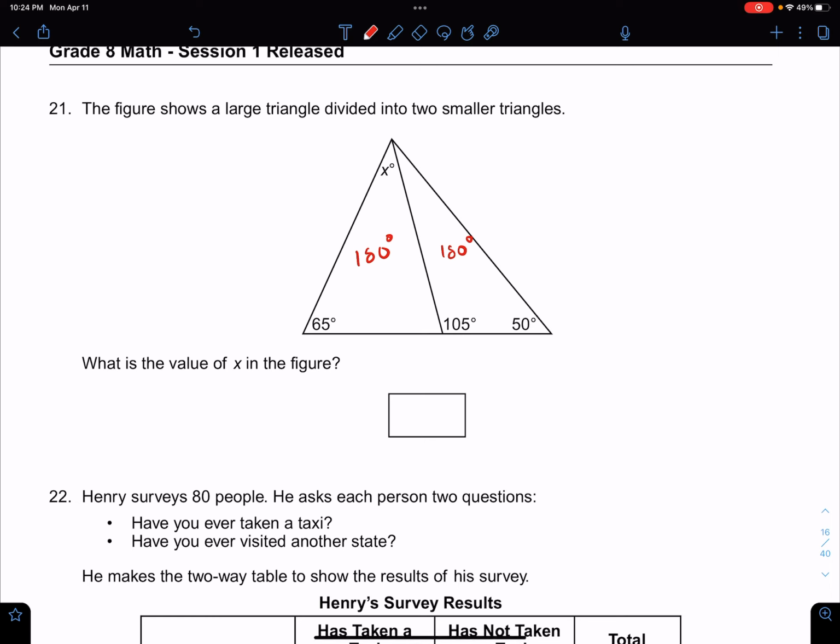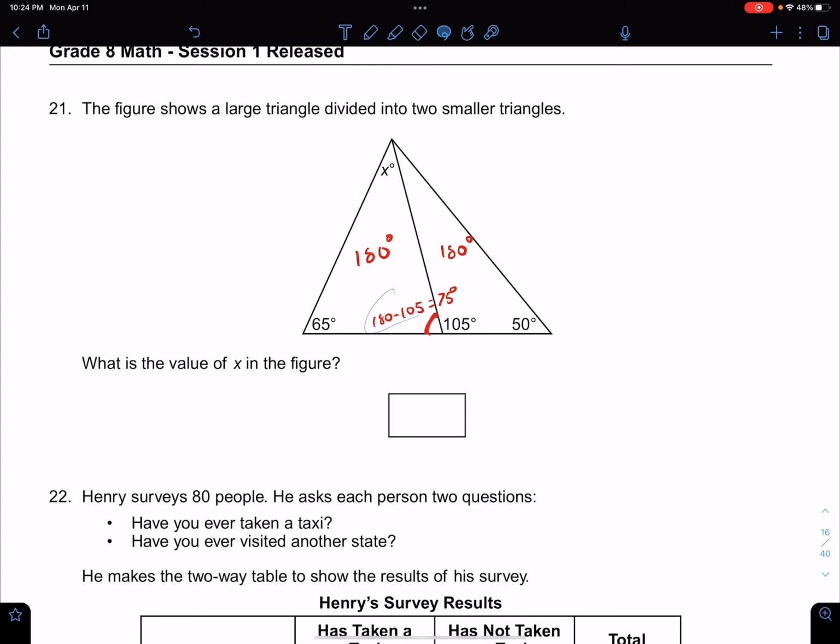Okay, so I'm missing this angle on this one. What's important to know is that a straight line is 180 degrees. So if I have a straight line here, and this part is 105 degrees, all I have to do is 180 minus 105. So I say 180 minus 105 is equal to 75. So I know this bottom corner is 75 degrees.